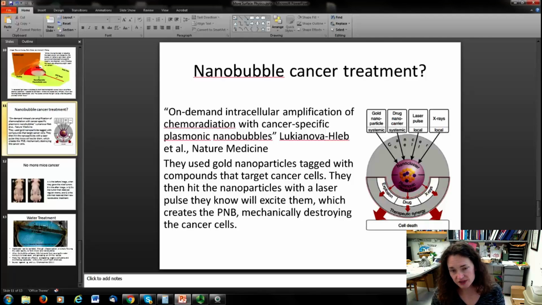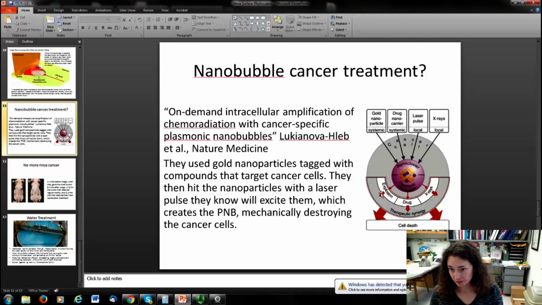And then what happens is they blast the nanoparticles themselves with a laser pulse they know will excite that gold nanoparticle. And then that creates a PNB, or a plasmonic nanobubble, PNB for short. And then the explosion of that little nanobubble, the creation of the nanobubble, mechanically destroys the cancer cells by basically exploding them. And that's part of a suite.